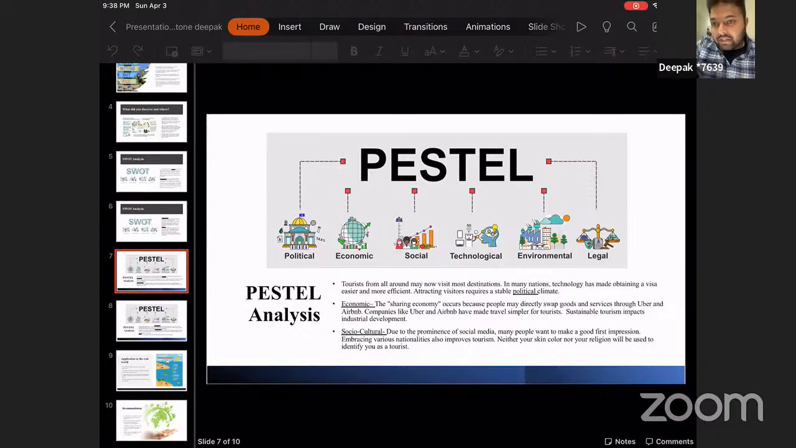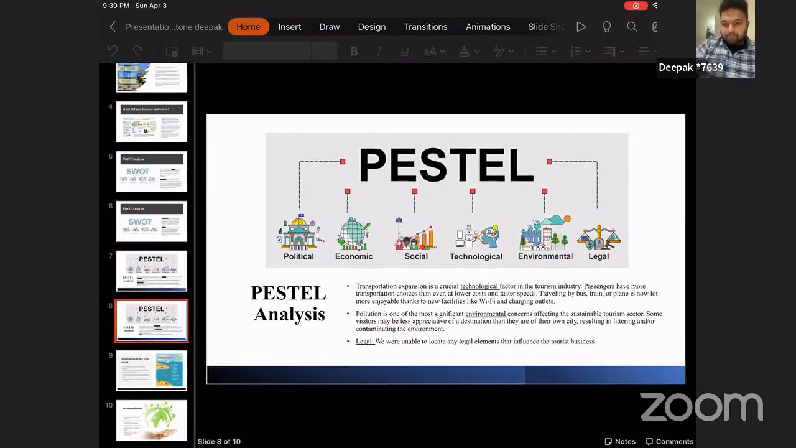Sustainable tourism impacts industrial development. Socio-cultural: due to the prominence of social media, many people want to make a good first impression. Embracing various nationalities also improves tourism. Neither your skin color nor your religion will be used to identify you as a tourist. Transport: transportation expansion is a crucial technological factor in the tourism industry. Passengers have more transportation choices than ever at lower cost and faster speeds. Traveling by buses, trains, or planes is now a lot more enjoyable thanks to new facilities like Wi-Fi and charging outlets.